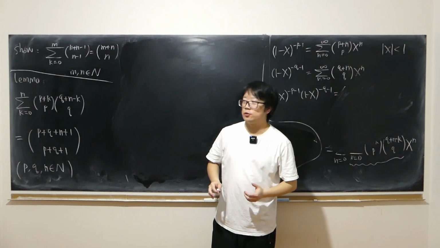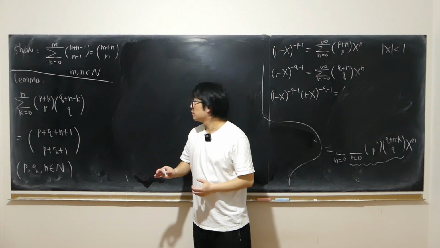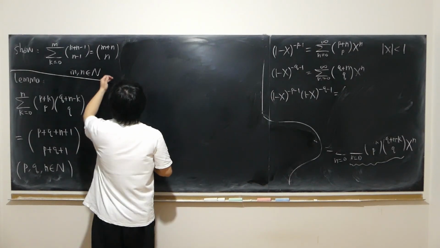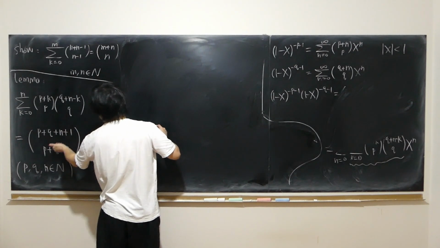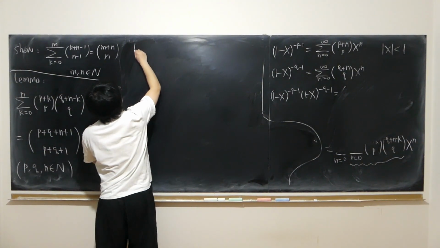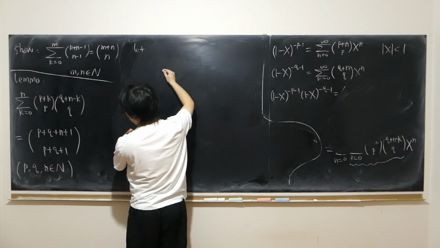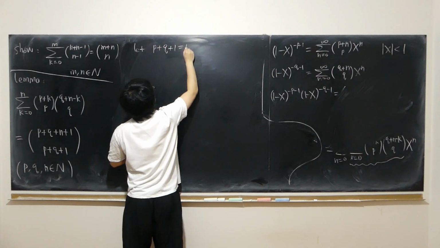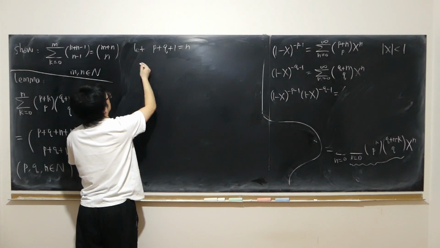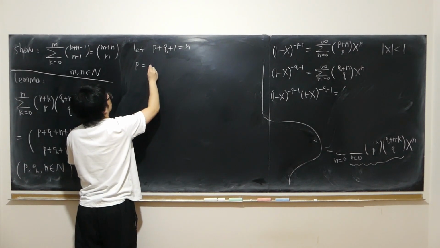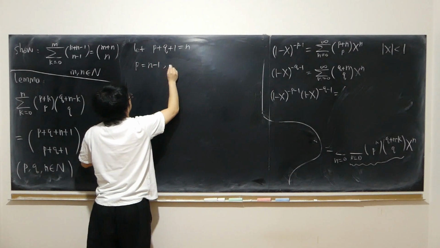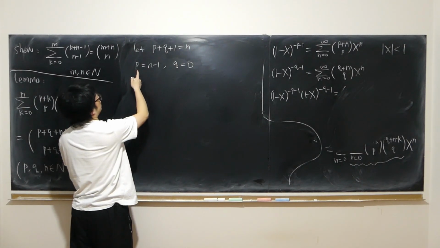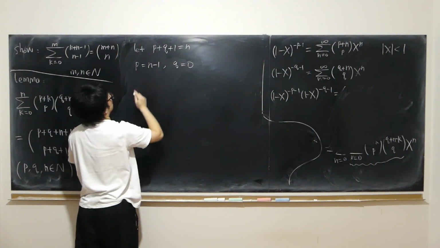So what kind of special values for p and q can we choose to reach our desired result? Maybe I see this n, maybe I can let p plus q plus 1 equal n. I just choose some special value. p equal to n minus 1, q equal to 0. Alright, so let's check. p plus q plus 1, yes, equals n.